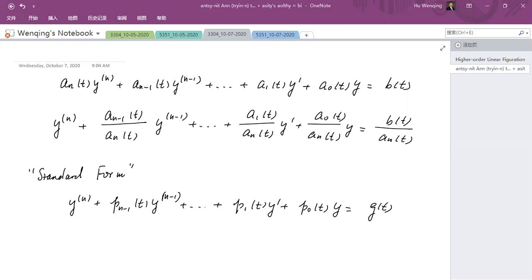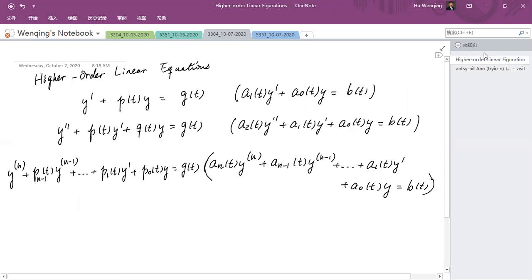Well, our theory states that if you want to have existence and uniqueness of your solution, then it suffices to first turn this equation into standard form. So the equation must be in standard form before you can do anything. By standard form, it means the leading coefficient in front of the highest derivative is 1.